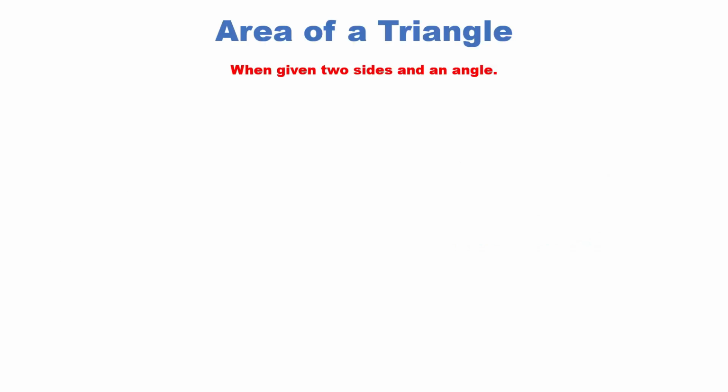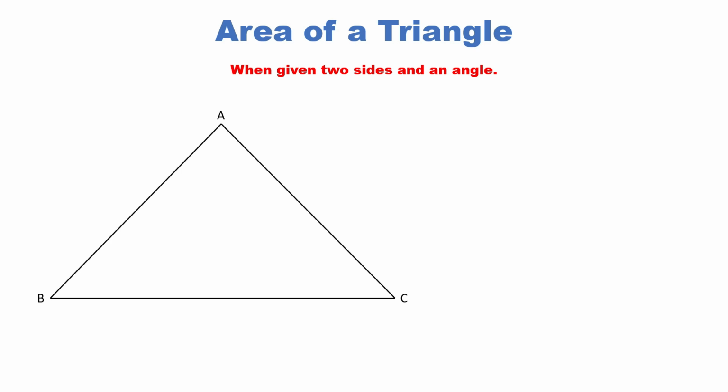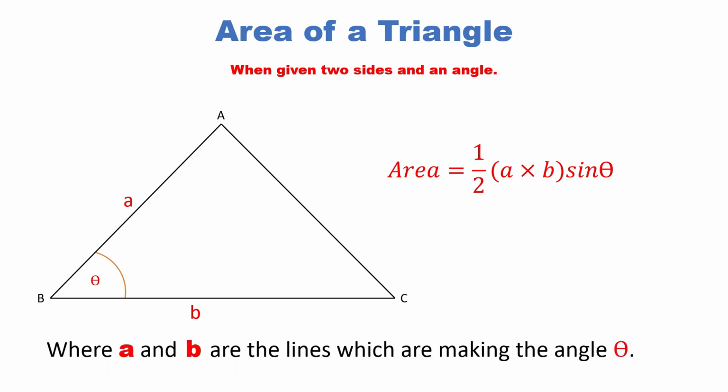Alternatively, there is another way to calculate the area of a triangle given two sides and an angle. Suppose we are given a triangle ABC with an angle theta and two sides a and b. We can then calculate our area using the formula half a times b times sine theta. And take note that a and b are the sides of the triangle which make the angle theta. Let us do the example together.